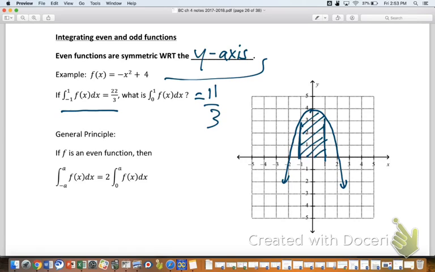Did you guys also know some of the trig functions, or at least one of the trig functions is even? You guys know which trig function is an even function? It's cosine. Yeah, if you think about the graph of cosine, it does something like that. There's no doink points on cosine.